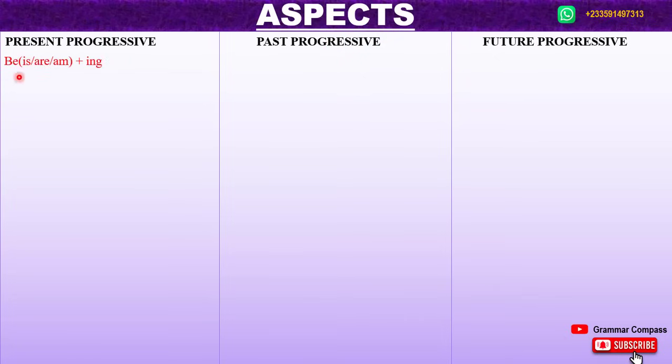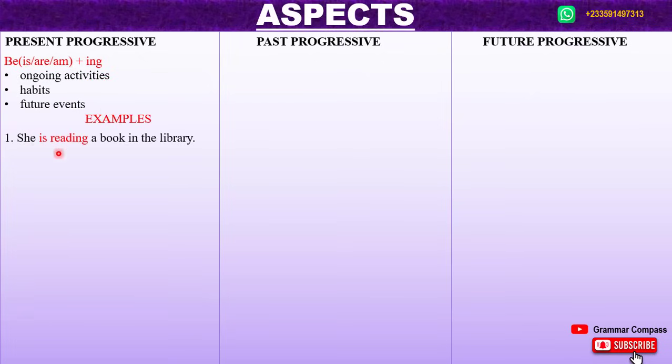So, in the progressive aspect, you are always going to have your main verb in an ing form. So, let us see how to construct sentences in present continuous or present progressive. What you will need is your present form of the be verb, which is either is, are, or am, and then the ing form of your verb. What do we use the present progressive to express? Ongoing activities, habits, or future events. For example, she is reading a book in the library. Present progressive or present continuous. This is because we have is and then the ing form of the verb. The action is ongoing. Therefore, it is present progressive.